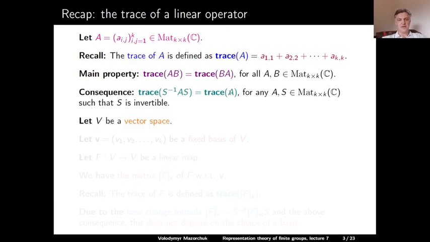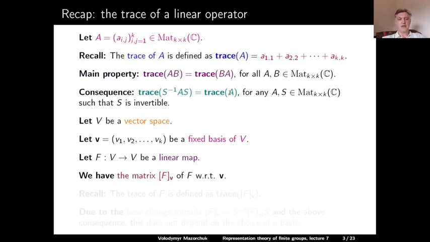Now, let V be a vector space with a fixed basis v1, v2, and so on, vk, which we denote by bold little v. Let F be a linear map from V to V. Then, with respect to our basis v, we have the matrix of this linear map, which is a k times k matrix with complex coefficients. And the trace of the linear operator F is defined as the trace of this matrix.